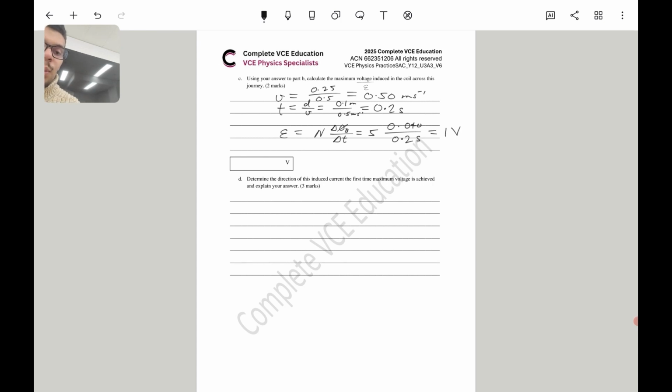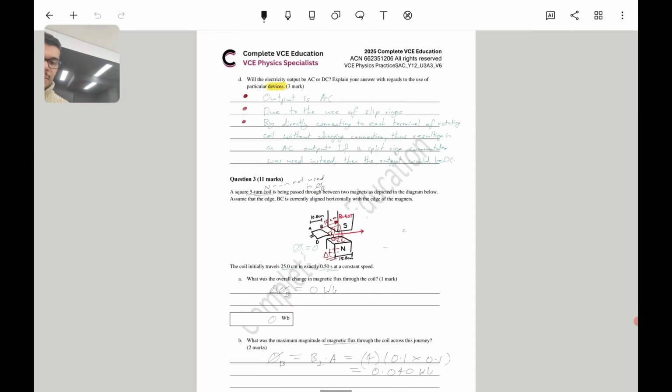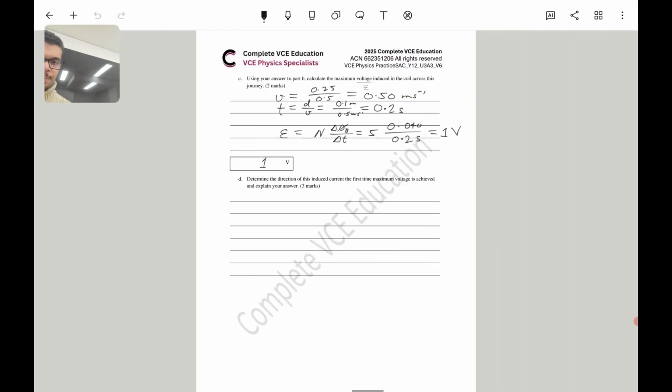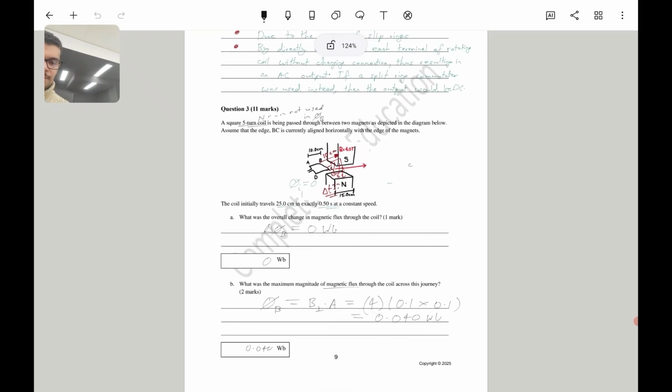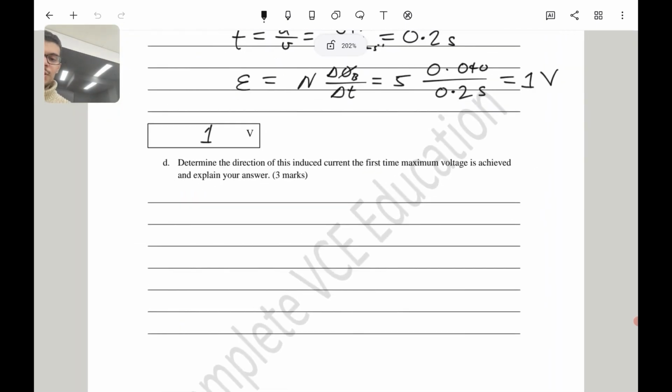And we'll get 1 volt. So the answer is 1 volt. Okay, so definitely a bit of a tricky question, this one. Yeah, definitely a tricky question. Okay, let's move on to question D.